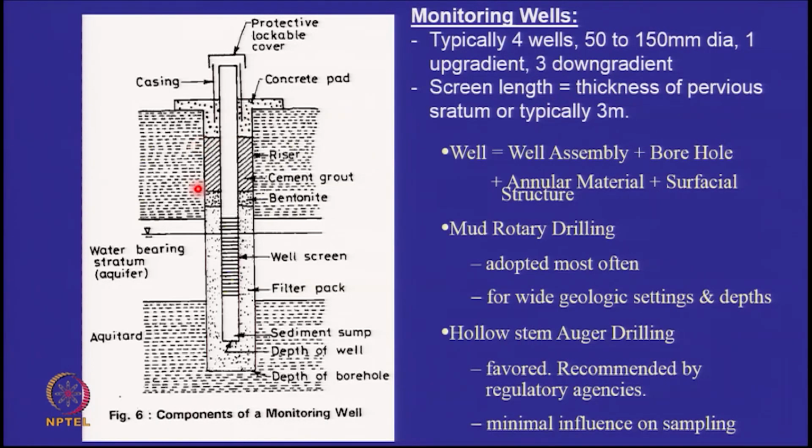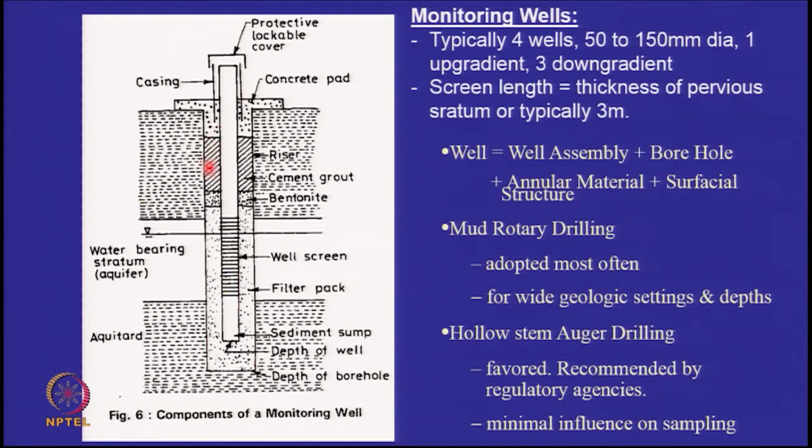Normally you will seal. The screen will only be in the region where you want to take out the groundwater from. So here it says typically 50 to 150 millimeters dia, screen length, thickness of the pervious stratum, or typically 3 meters. So this may typically be 10 feet or 15 feet long, right? That means water will come from this region into this and you can pump it out.